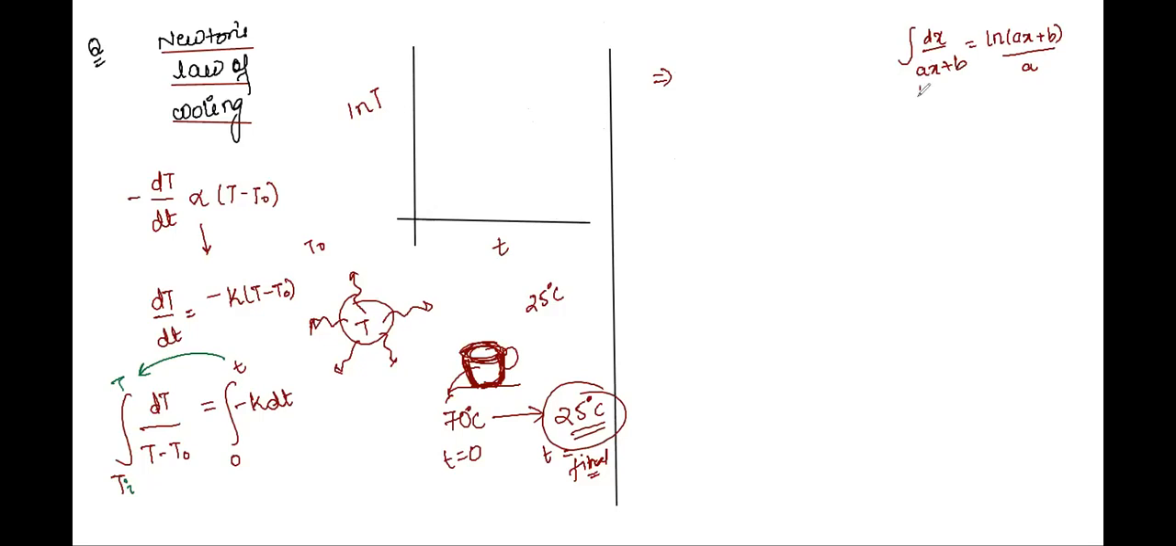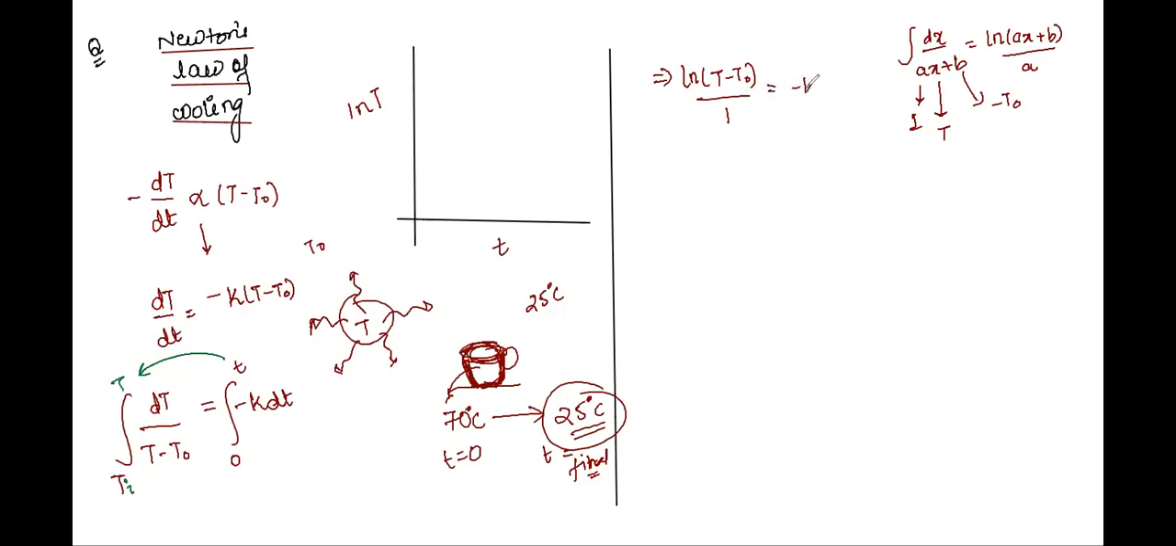Right? So in this question, all we have is x is equal to capital T minus T naught, and a is equal to 1. Are we clear with the analogy, Atul? Yes, sir. Right. So what should be the integral? Tell me. Log of T minus T naught by 1. Absolutely correct. Very good, Atul.